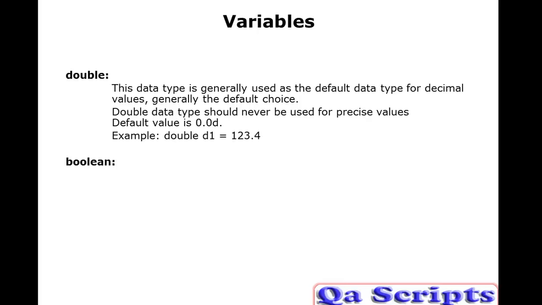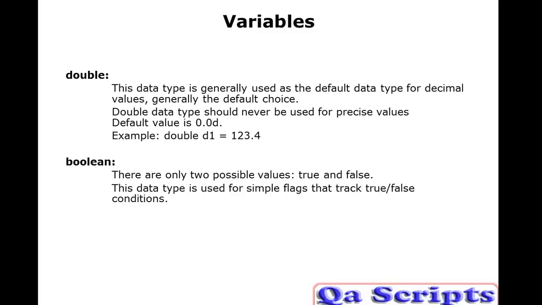Then comes Boolean. There are only two possible values, one is true and another one is false. This data type is used for simple flags that track true or false conditions. Default value is false. Here is an example of how we can use a Boolean data type. We have to use the keyword called boolean, all small, followed by a variable name, then you can assign values such as true or false.